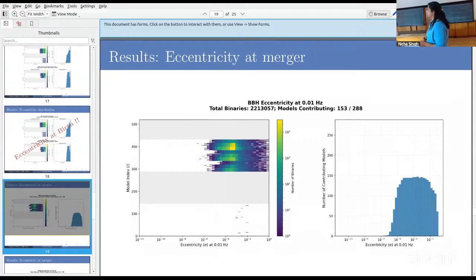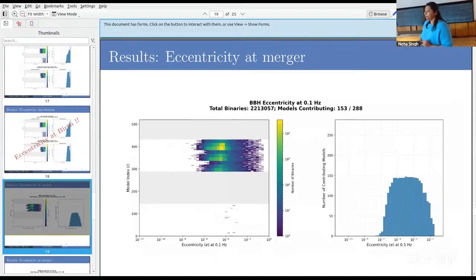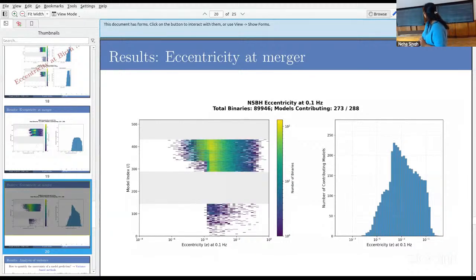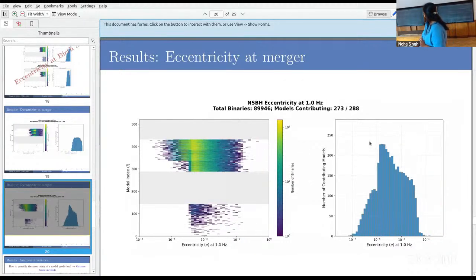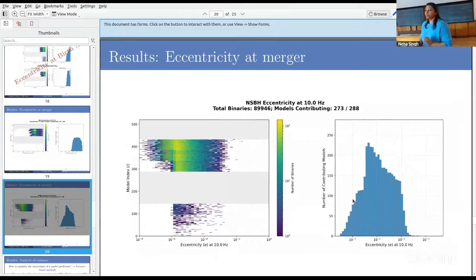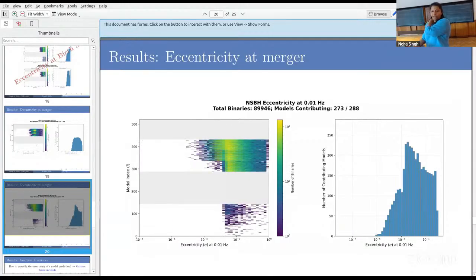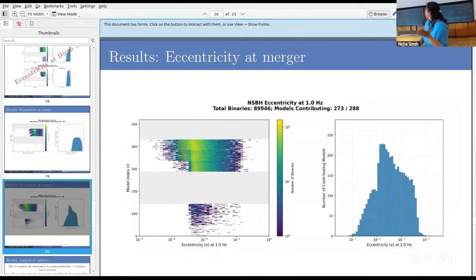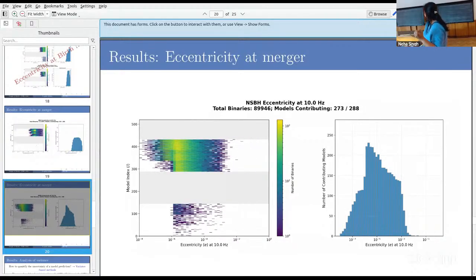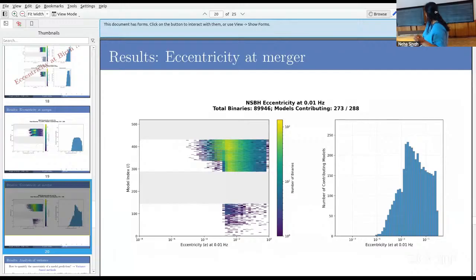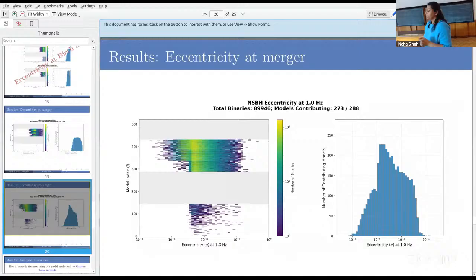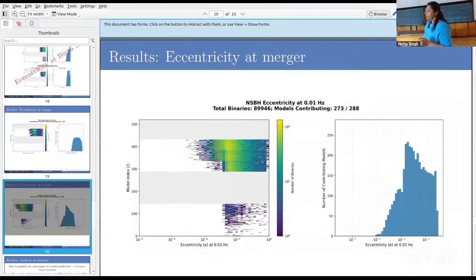Now, although this talk is about BBHs, we also have interesting results for NSBHs, and this is what I wanted to show as well. In the case of NSBHs, you have many more binaries with high eccentricities, which we will be able to detect with Tianqin, DECIGO, and also some with probably ET if it goes down to 1 hertz.